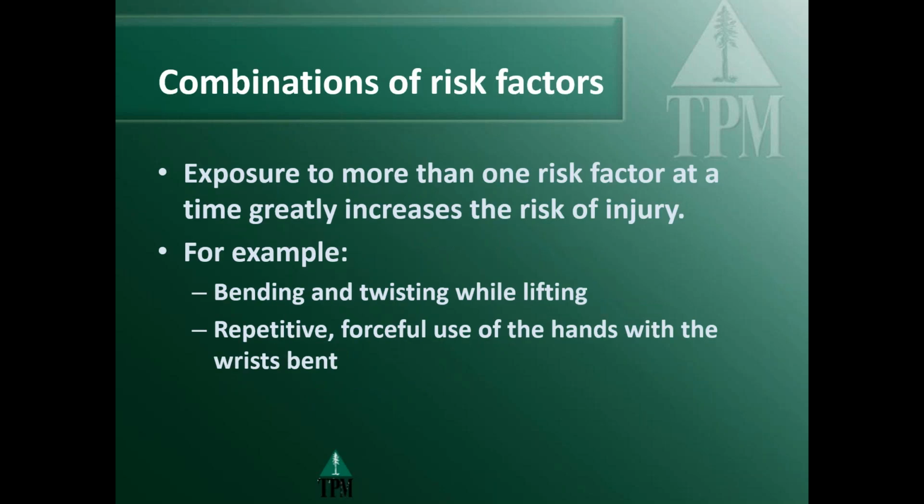Anytime you're taking more than one risk factor, and realistically, we're probably seeing 2 or 3 or 4 different risk factors, multiple risk factors. They could be bending and twisting while they're lifting, or they're doing a lot of repetitive motion and their wrists are bent. So we're going to see multiple ones of these.